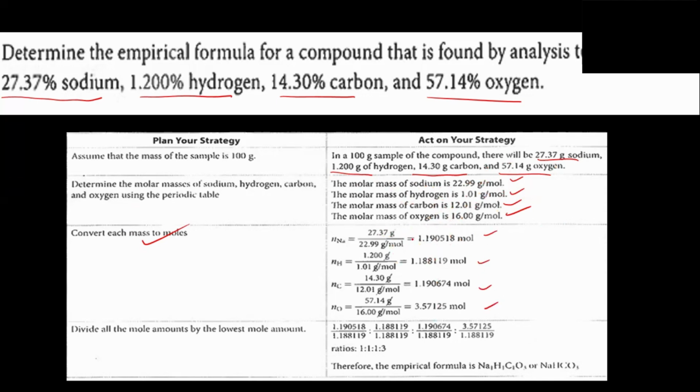In the next step, you have to select the least number of moles. What is the least number of moles here? This one, 1.18. Take that and divide completely with that number. You will be getting a ratio. Then you use that as the subscript in the formula. You will be getting the empirical formula: Na1, H1, C1, and oxygen 3. That is what we are getting. Hope you understand this question, how to calculate the empirical formula.